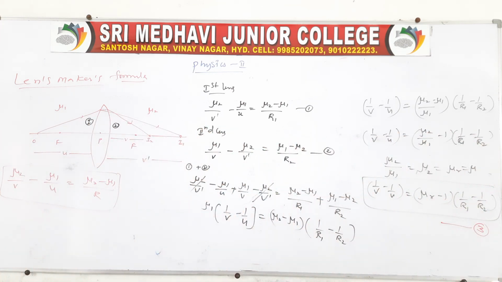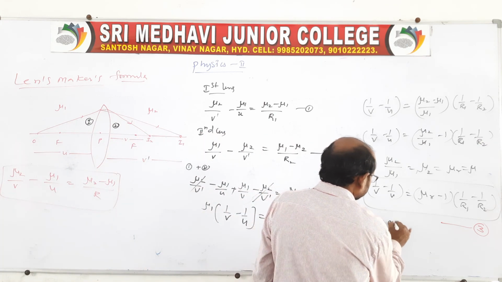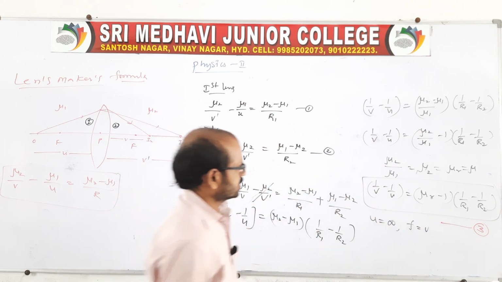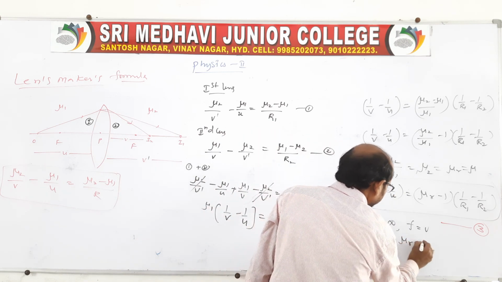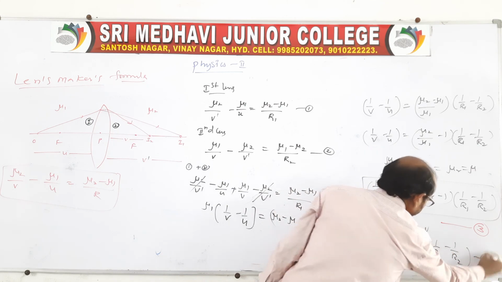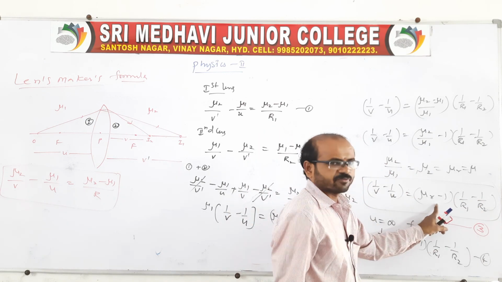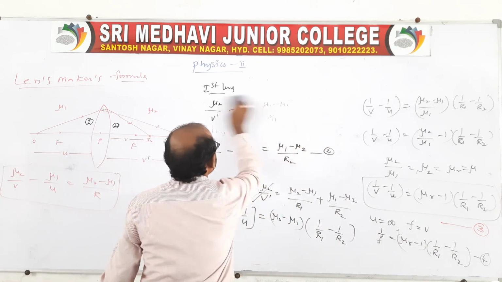Again we have another important relation in this. Suppose you take the object at infinity, therefore the image will form at the focus point. So here we will get what? Here you take u as infinity, no? Then 1 by f is equal to mu r minus 1 into 1 by r1 minus 1 by r2. You call it equation 4. Now here you replace: mu r minus 1 into 1 by r1 minus 1 by r2 is equal to 1 by f. So now from 3 and 4, we will get the final, see, I am almost at the final.